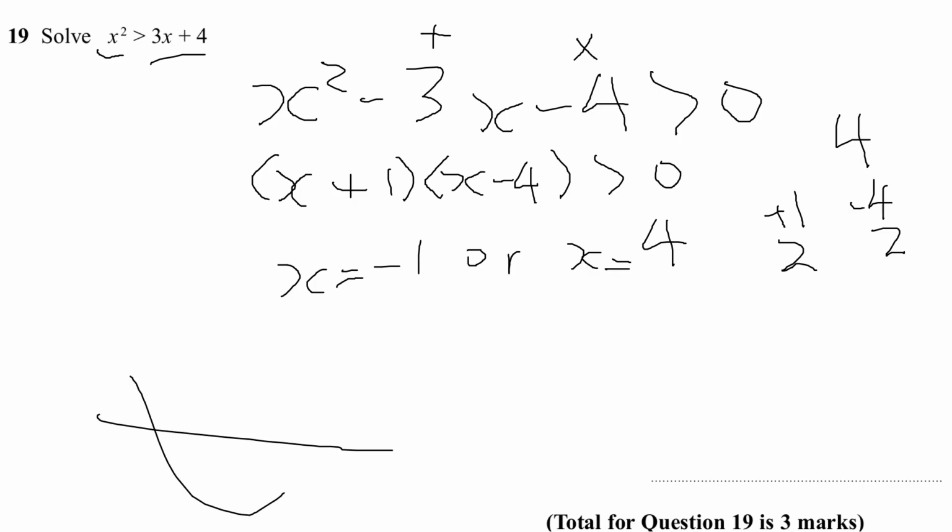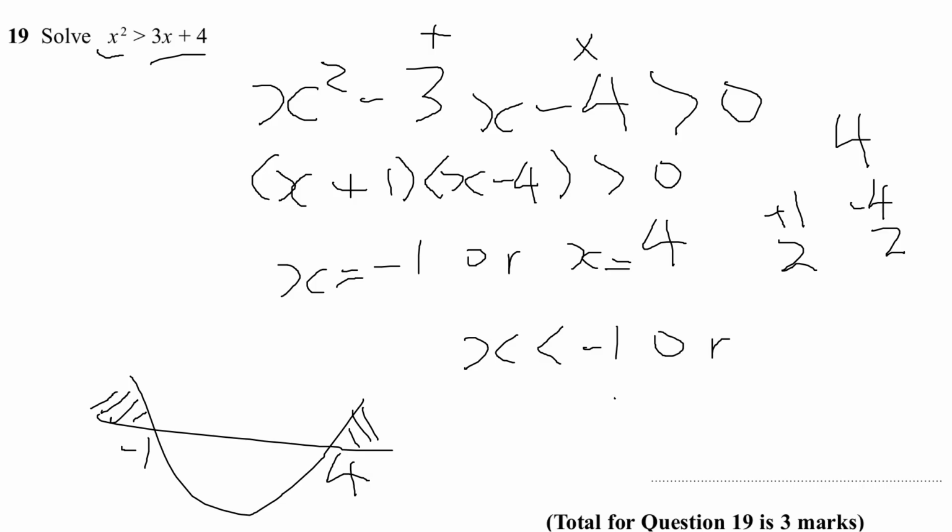So this is my rough sketch. Again, sorry, it's not brilliant. We've got minus 1, and we've got 4. Basically, it's saying, when is the graph above the x-axis? Well, it's above it here, and it's above it here. So it's above it when x is less than minus 1, or when x is strictly greater than positive 4.